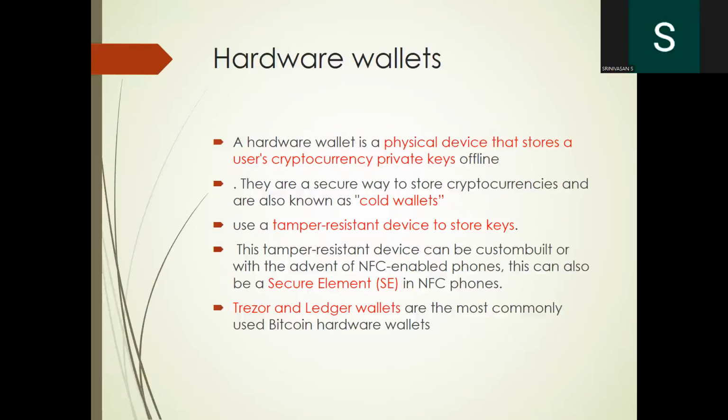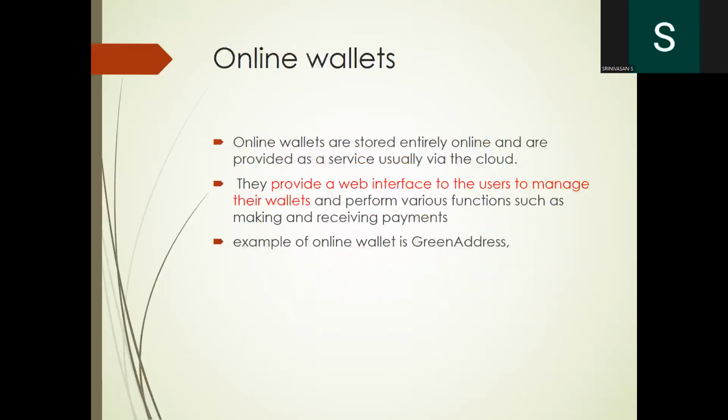Hardware wallets. A hardware wallet is a physical device that stores your cryptocurrency private keys offline. It is a secure way to store cryptocurrencies and is also known as a cold wallet. It uses a tamper-resistant device to store wallets. This tamper-resistant device can be custom built or, with the advent of NFC-enabled phones, it can be a secure element in NFC boards. Trezor and Ledger wallets are the most popular Bitcoin hardware wallets.